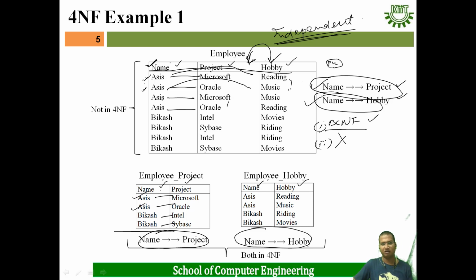Similarly, in this employee and hobby table, Ashish with reading, Ashish with music, Vikas with riding, Vikas with movies. That means some of the redundancy has been reduced by breaking this table. Now we'll see whether these tables are in 4NF or not. And which will be the key in this case, as it is a multi-value dependency?